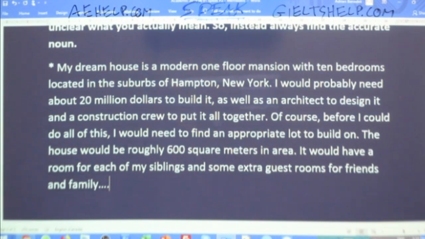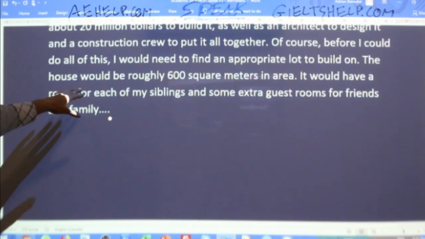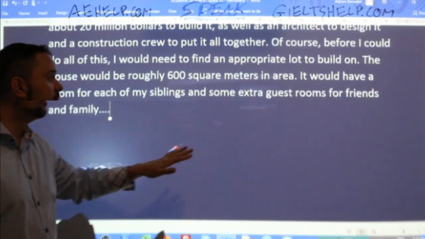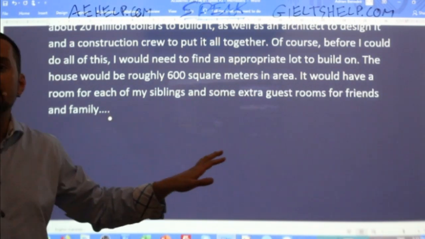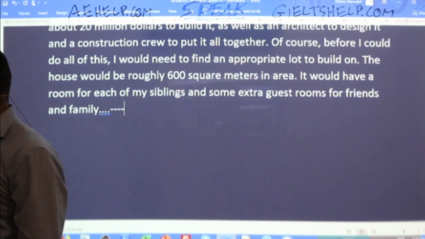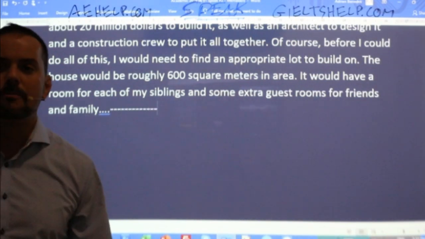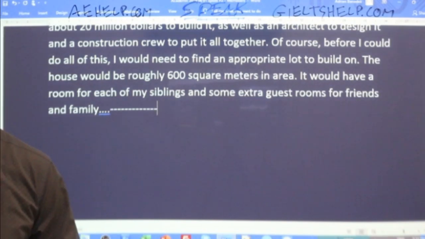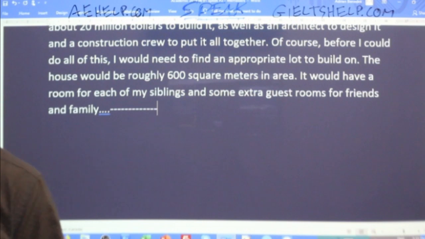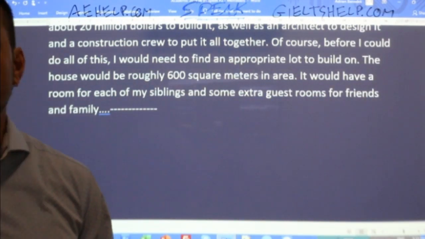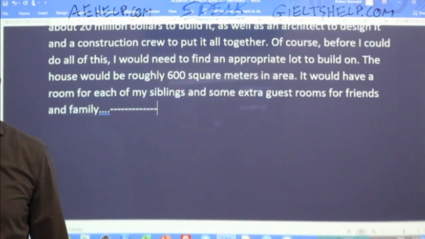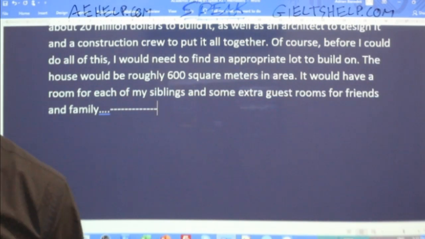All right, so how should we continue here? Okay, so the house would be roughly 600 square meters in area. It would have a room for each of my siblings and some extra guest rooms for friends and family. How should I finish this sentence? What can come here to give me a higher band score, to show more complexity? Yeah, so Preeti, 2,000 square feet is roughly like 130 square meters. So careful, Preeti, with the measures that you're using. Here in Europe, in most places, other than England, we'll use meters, not feet. US and Canada, we use feet as well, so I know it's a little bit confusing.